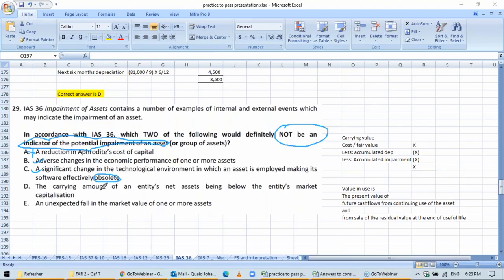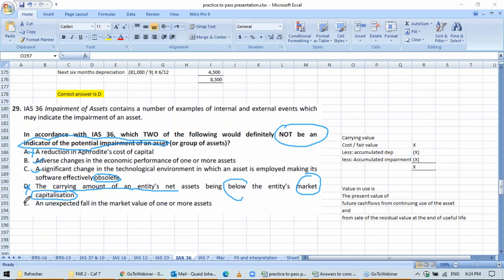And then they say the carrying amount of an entity's net assets. Carrying amount means the book value of net assets of an entity are below the market capitalization. Market capitalization means the stock market value. So the company's value in the stock market is high. So if it is high, then people believe that the assets will be recovered by more than the book value amount. That's why the market value is high. So this is also not an indicator for impairment, because this shows that the value of the assets is higher in the market than what is being shown in the financial statements.